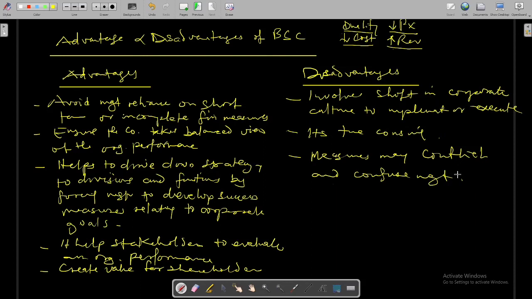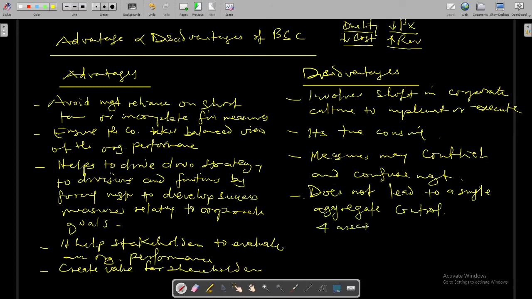Okay, so the next one is that it does not lead to a single aggregate control. What does this mean? It means that there are four areas for the business to concentrate on: customers, financial, innovation and learning, and internal business processes. You realize that each of them has its own measures, targets and initiatives. So there is not a single aggregate control. You have to concentrate on different areas of the business, and this is one of the disadvantages of the balanced scorecard.